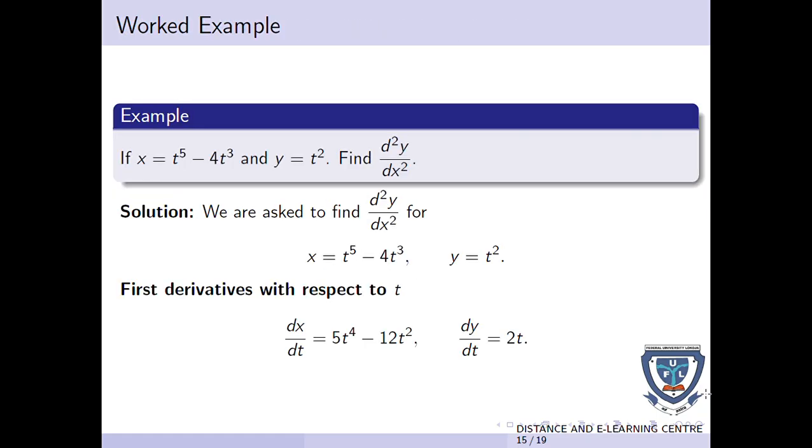If x is equal to t raised to the power 5 minus 4t raised to the power 3 and y is equal to t squared, find the second derivative of y. Solution. We are asked to find the second derivative when x is equal to t raised to the power 5 minus 4t raised to the power 3 and y is equal to t squared. Now, taking the first derivative of x with respect to t, you are going to have 5t raised to the power 4 minus 12t raised to the power 2. And taking the derivative of y with respect to t, you are going to have 2t.